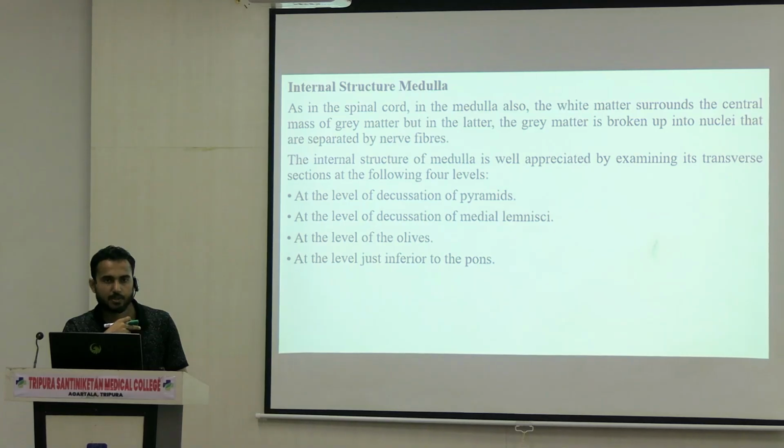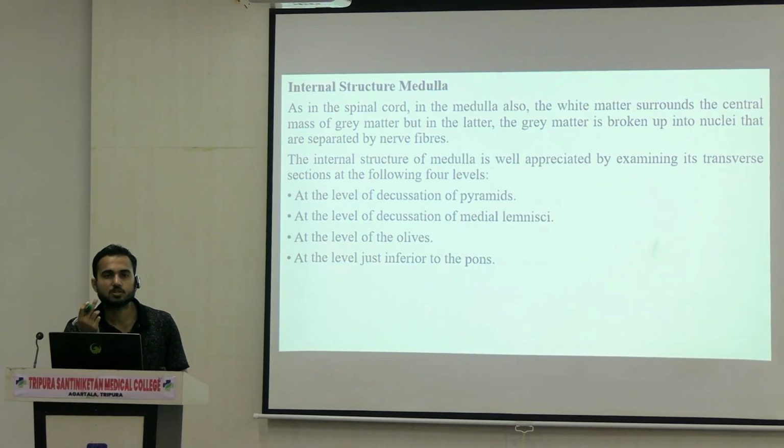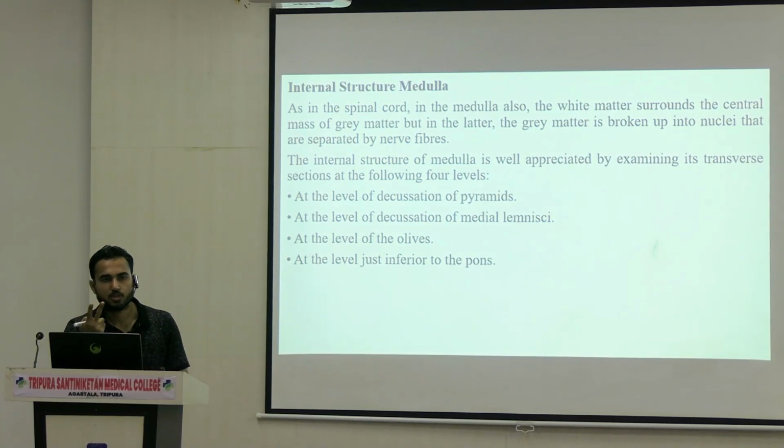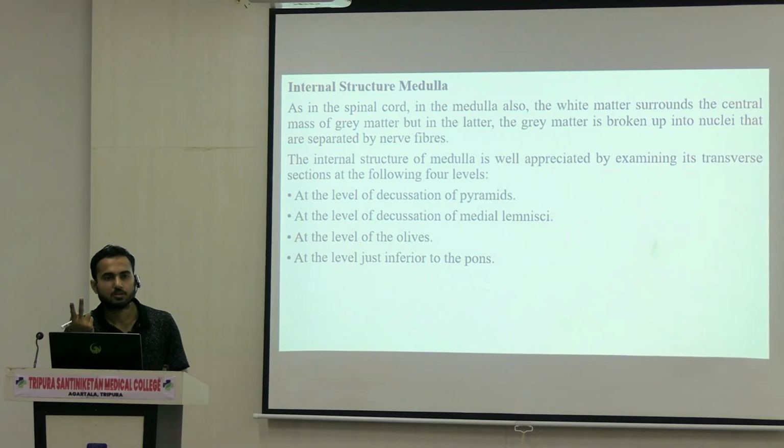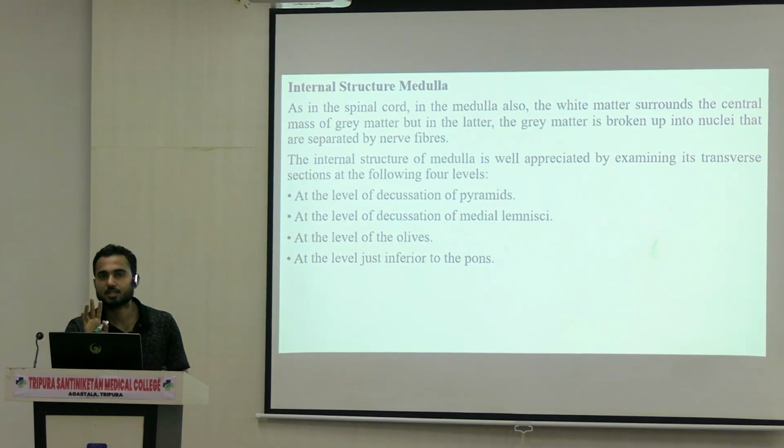4 sections are there in the medulla. How many sections are there in the pons? 2 sections. In midbrain, 2 sections. So total how many? 8. Okay, so 8 sections are there.